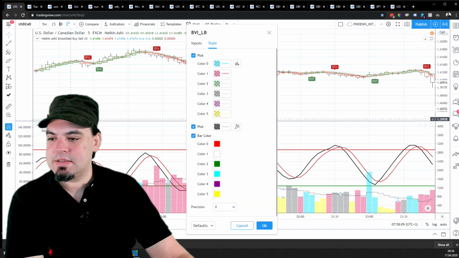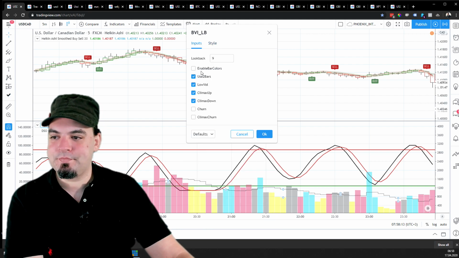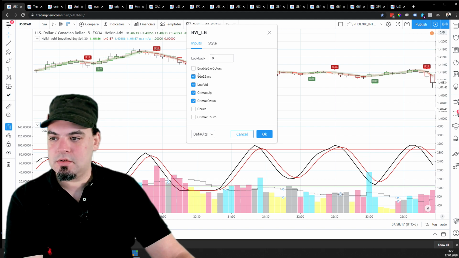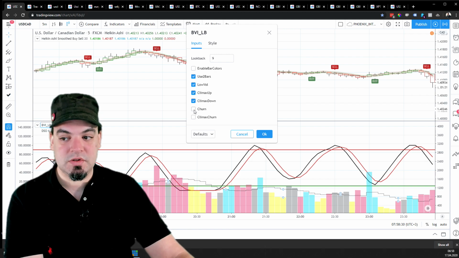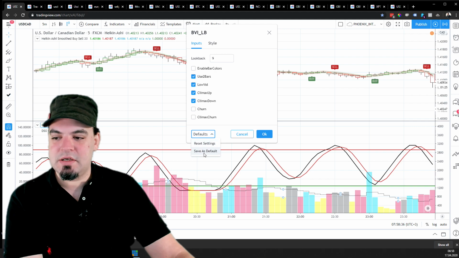Now let's go ahead and check out the better volume by Lazy Bear. We're going to use a look back period of 9. We are not enabling the bar color. We are using use 2 bars. We are using low volume. We are using climax up, climax down. We are not using churn and climax churn. You can click on Save as Default. You can click on OK.